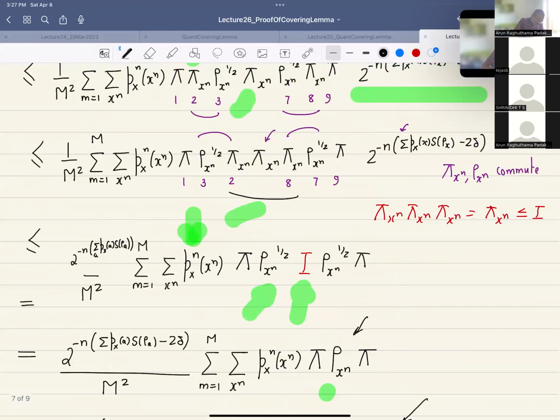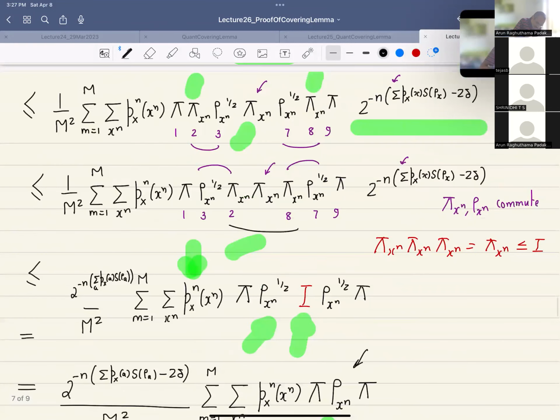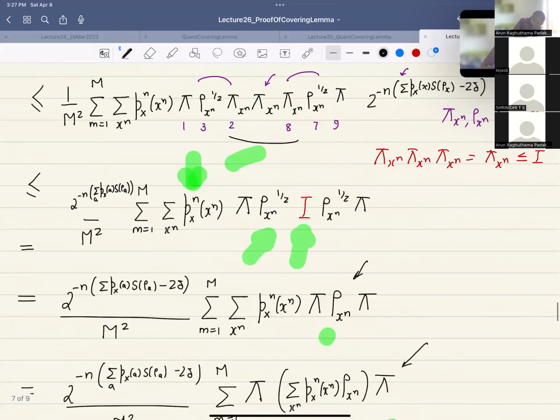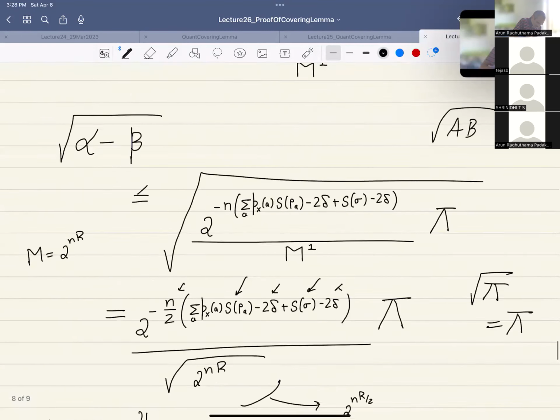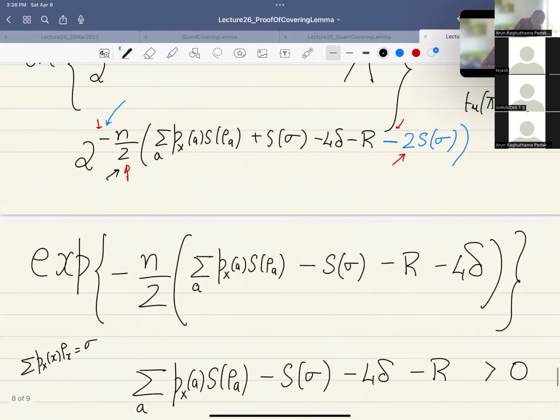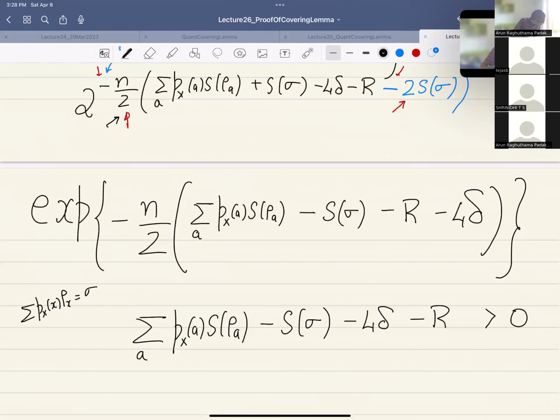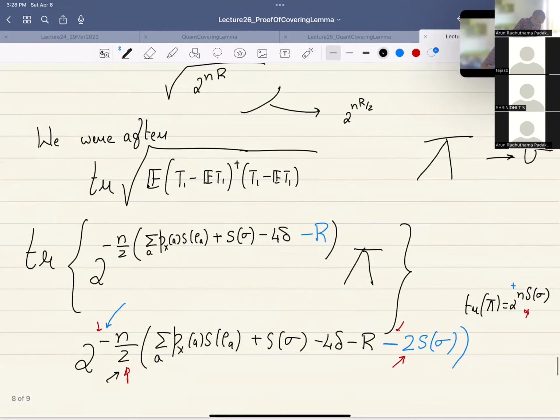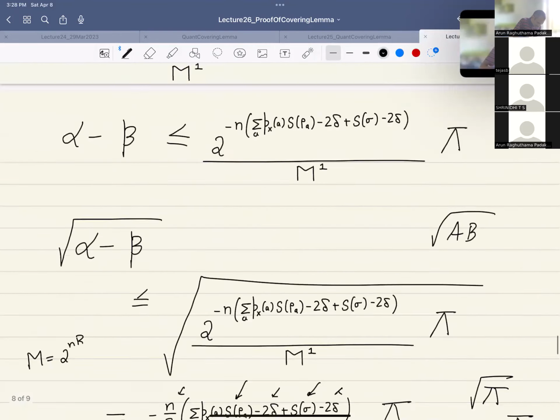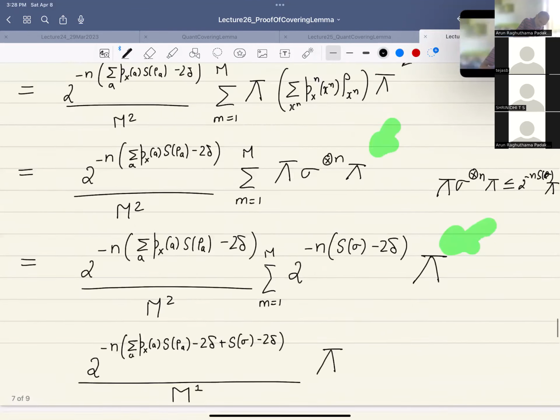My xn. Did we get these exponents correctly? Pi xn, rho xn, pi xn, that's 2 power minus n minus, yes, plus, by n squared. The n goes. Okay, let's see. So what are we getting?